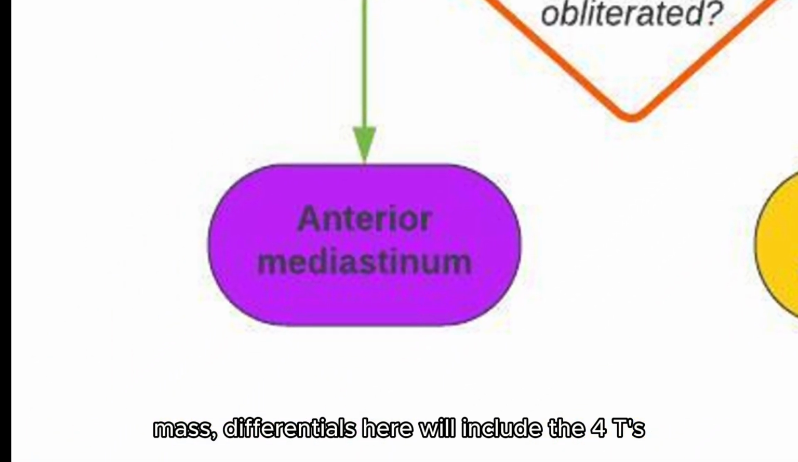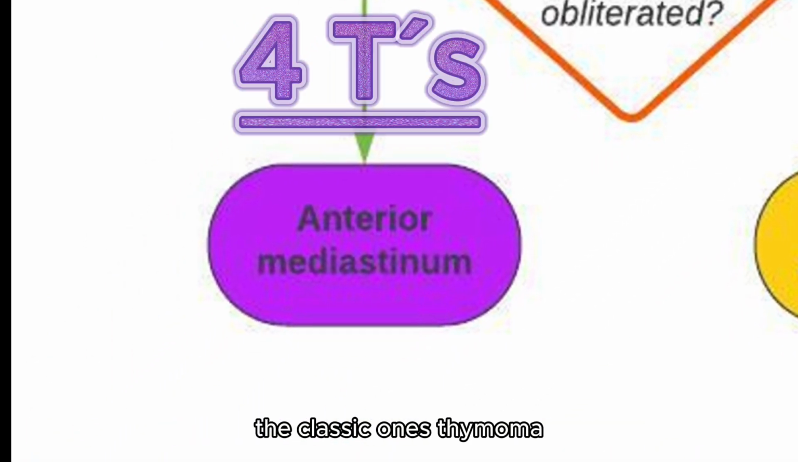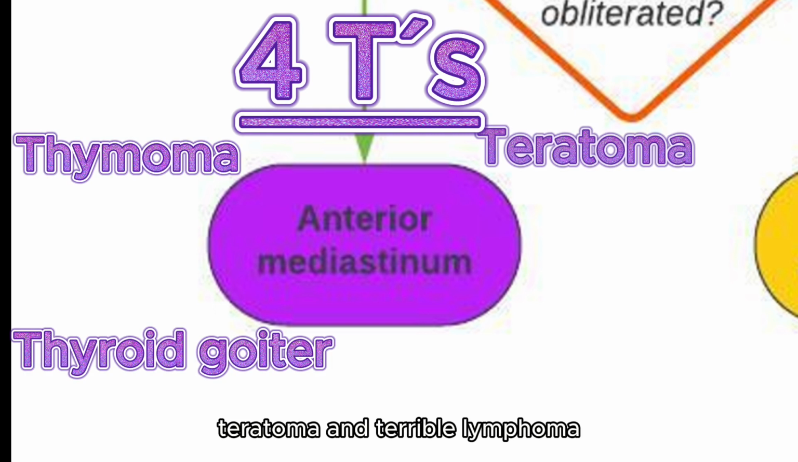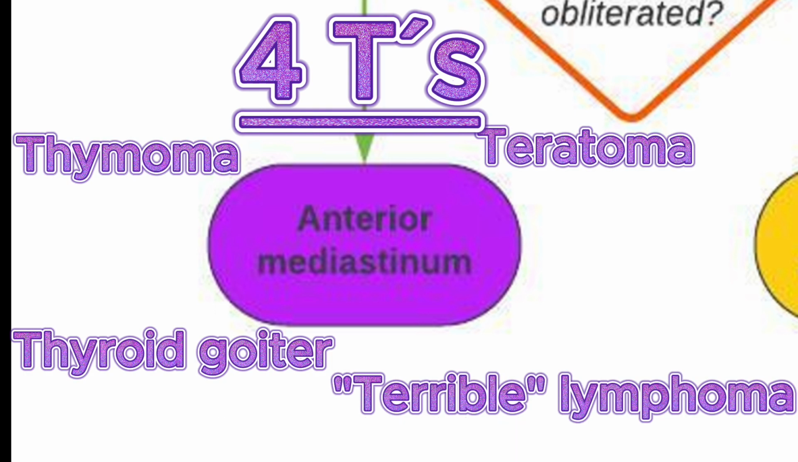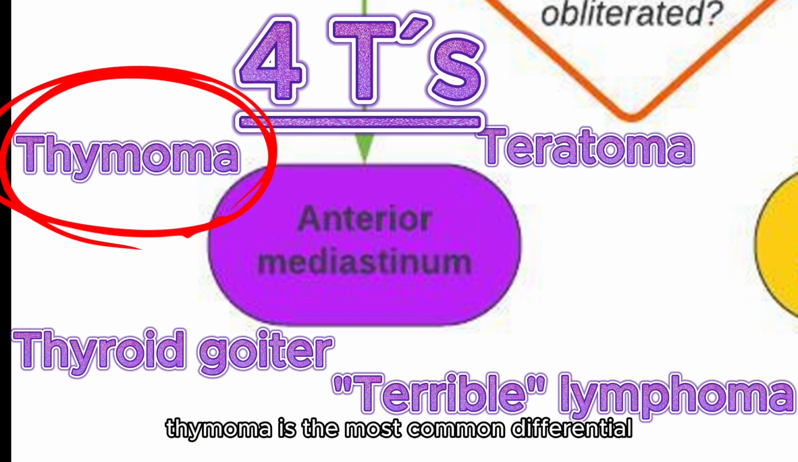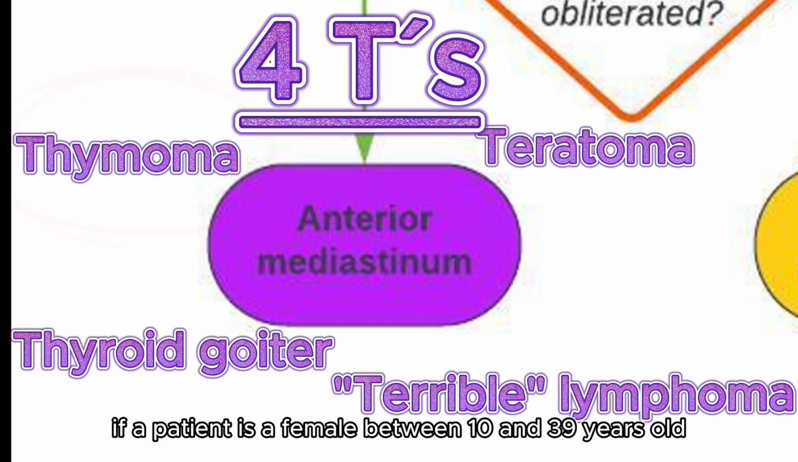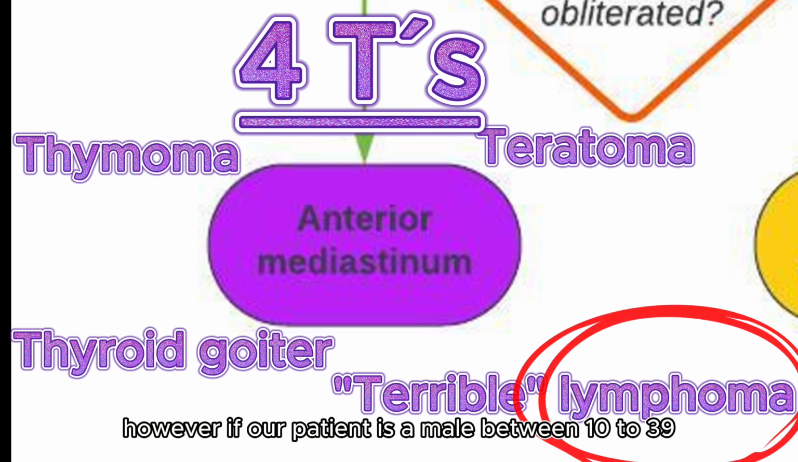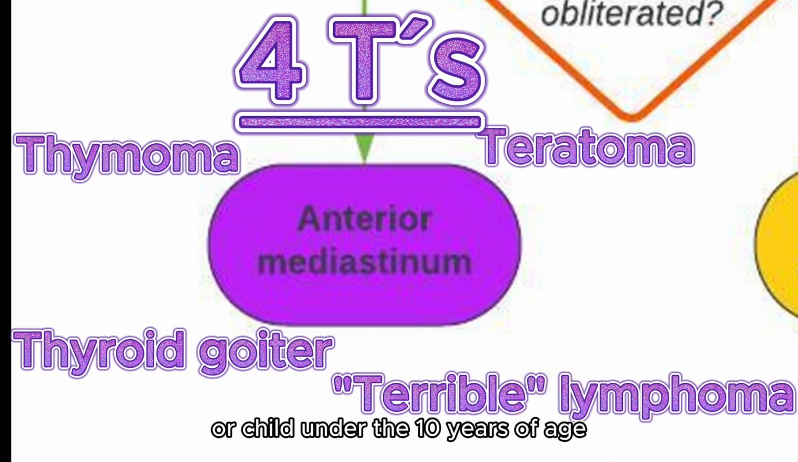Differentials here will include the 4 T's, the classic ones: thymoma, thyroid goiter, teratoma, and terrible lymphoma. If our patient is over 40 years, thymoma is the most common differential. If our patient is a female between 10 and 39 years old, it's most likely lymphoma. However, if our patient is a male between 10 to 39 or child under the 10 years of age, there is no differential more likely than another.